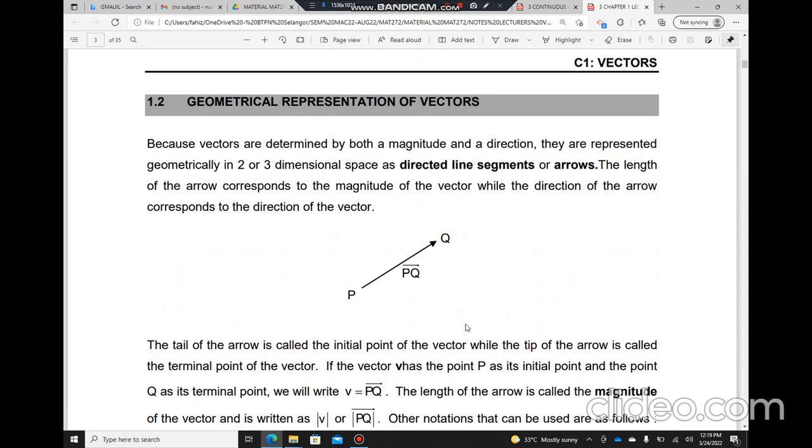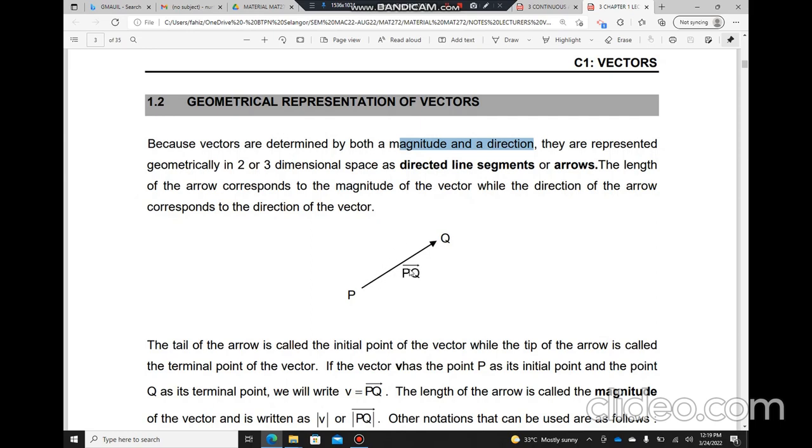Geometrical representation of vectors. Okay, macam mana kita nak represent vectors dalam bentuk geometrical ataupun dalam bentuk rajah. Because vectors are determined by both a magnitude and direction, they are represented geometrically in 2 or 3 dimensional space as directed line segments or arrows. So kita akan letak dalam bentuk line segment or arrows. The length of the arrow corresponds to the magnitude of the vector, while the direction of the arrow corresponds to the direction of the vector.